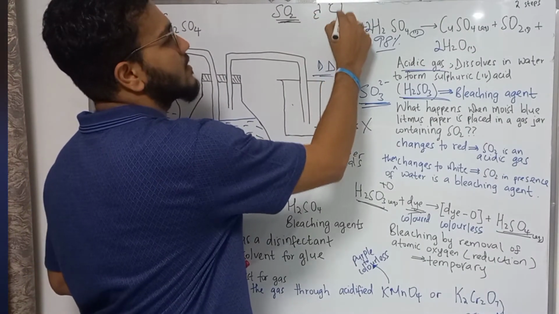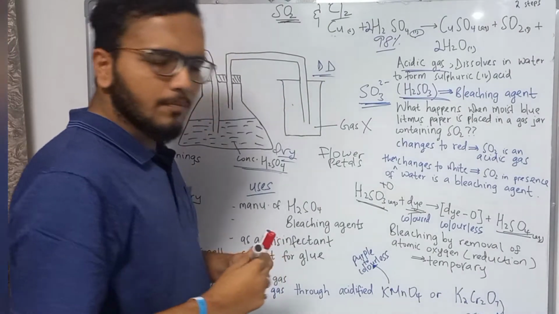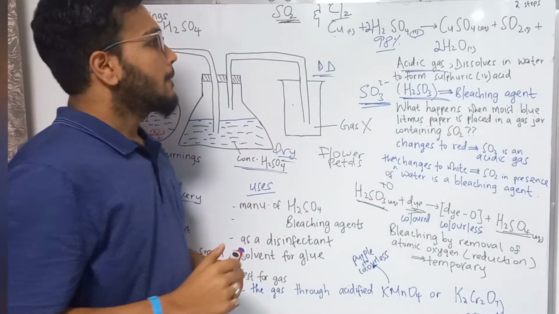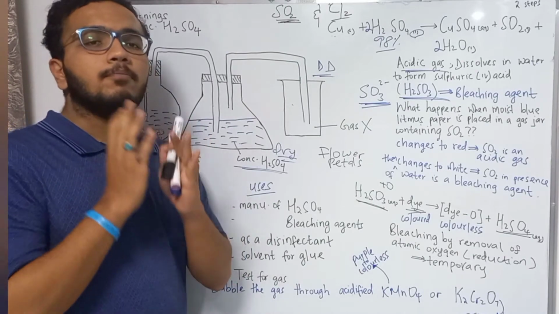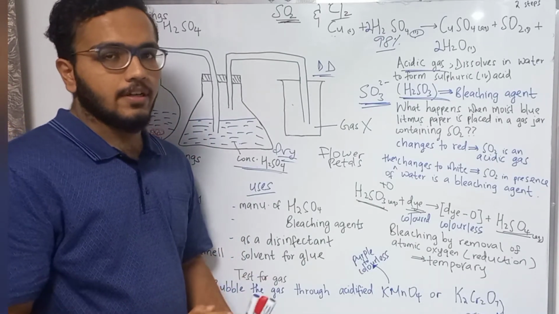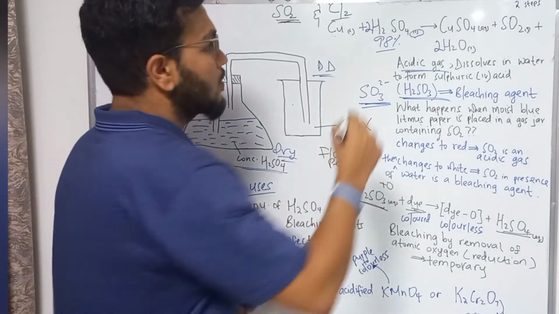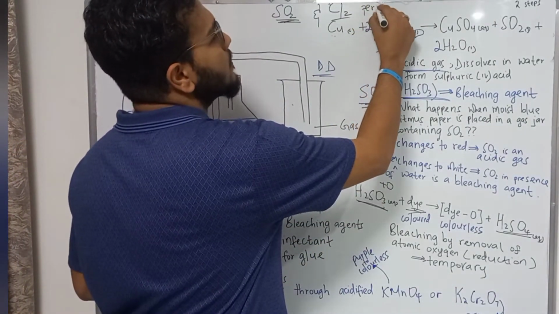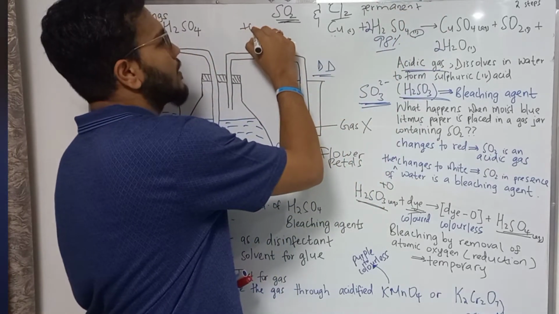there are 2 differences. Chlorine is also a bleaching agent, but the bleaching action of SO2 is temporary. Okay, it's temporary, and the bleaching action of chlorine is permanent. So that's one difference, permanent, and this is temporary.